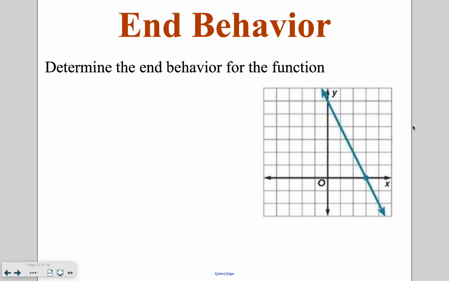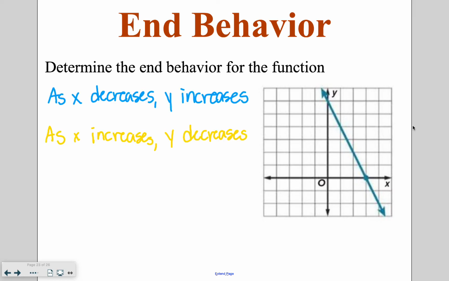Go ahead and try this one on your own. In this case, as you move to the left, so as your x decreases, your y values are actually going up. And as you move to the right, the increase in x means that you have a decrease in y.